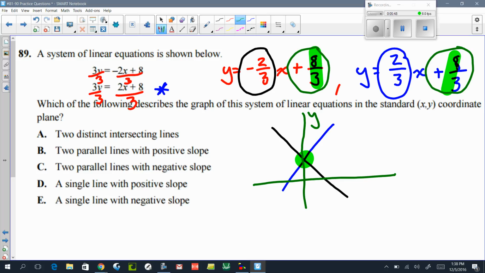So what type of lines would we have here? We're not going to have a single line because these are both different equations. We're not going to have a single line with positive slope, again because they're different equations. We're not going to have two parallel lines because the slopes are different. So that leaves two distinct intersecting lines, and there's a very quick sketch of roughly what that would look like right there.